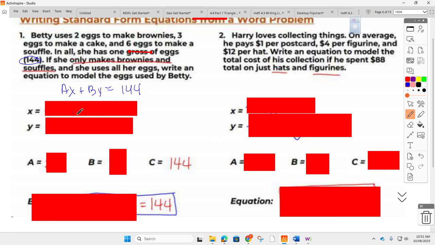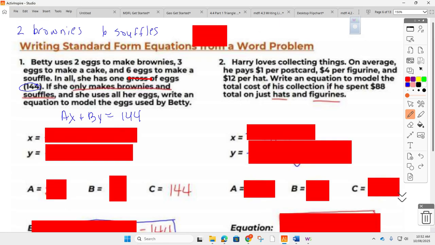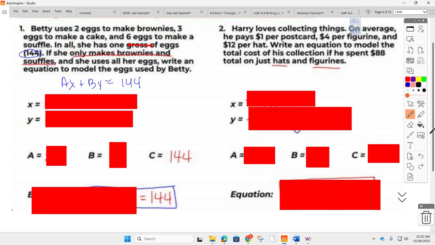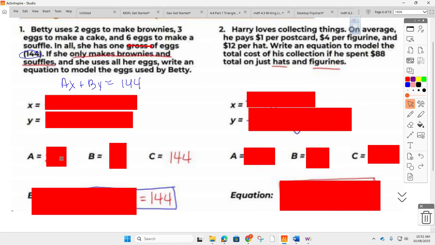We have some other numbers in here, right? What do you think the A and the B are? What do you think the A and the B are, Cynthia? I didn't ask him. I asked you. Look up here. What are the other numbers? Yeah, that's right. Look at that. 2 and 6.